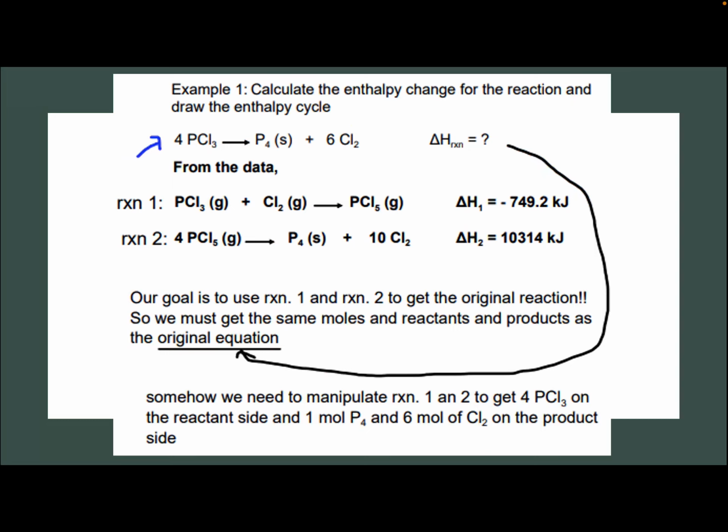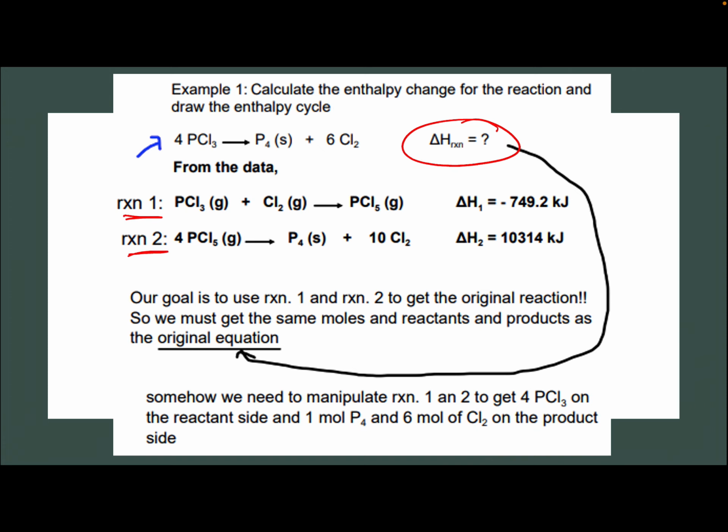So based off of this information, we need to find that. Our goal is to use our reaction 1 and our reaction 2, which is given to us, to get the original reaction. So we must get the same moles and reactants and products as the original equation. Okay, so that's what we have to do. We need to get the same exact equation.